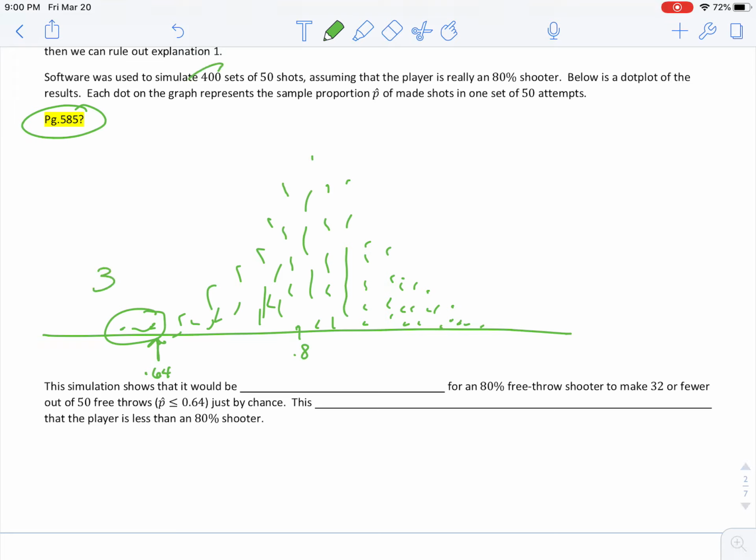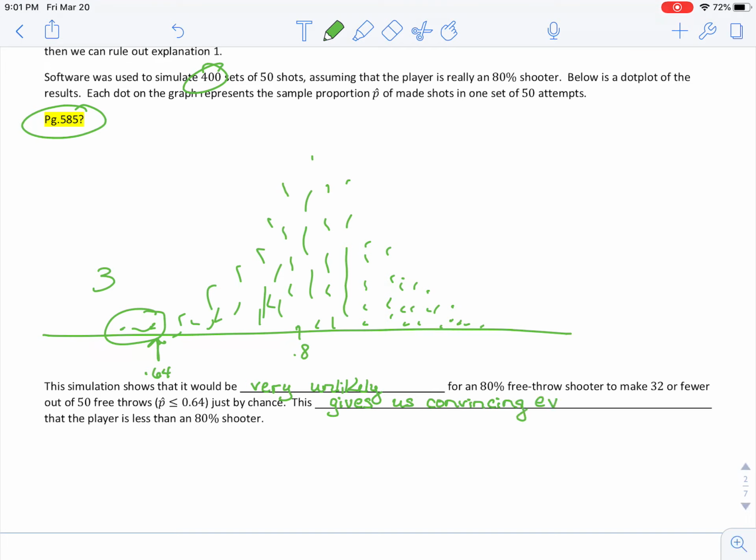They point out that this did not happen very much. 3 of these 400 sets were 64% made or below. So this is showing that it's really unlikely. It's very unlikely for this to happen if he's truly an 80% free thrower. So yes, it could happen by chance, but it is very unlikely that it happens by chance. So this gives us convincing evidence that the player is less than an 80% shooter.